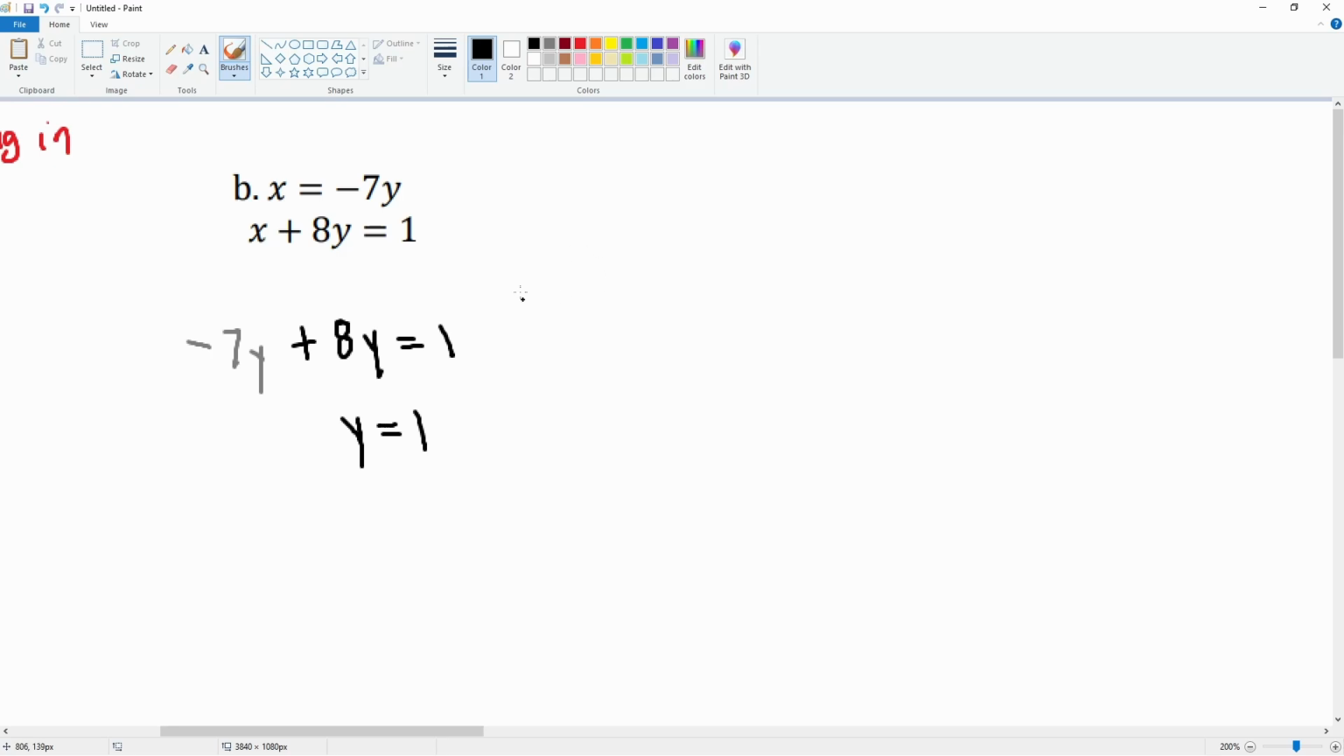Now I can plug it back in to get my x term. I know that x is equal to negative 7y, and I can plug in the 1 for the y. I can now simplify this as x is equal to negative 7. So here, my solution would be the point x comma y. So I write negative 7 comma 1 would be the valid solution.